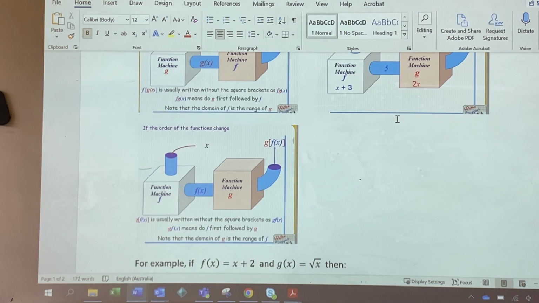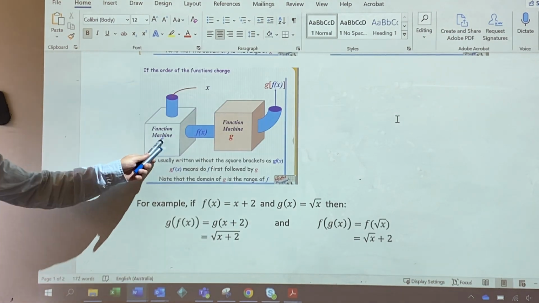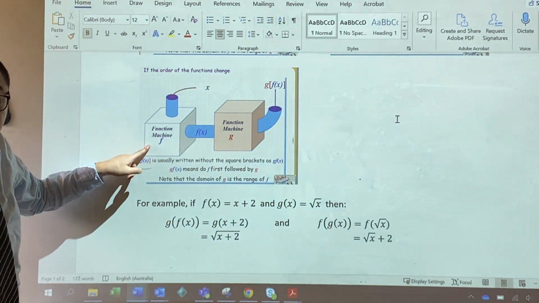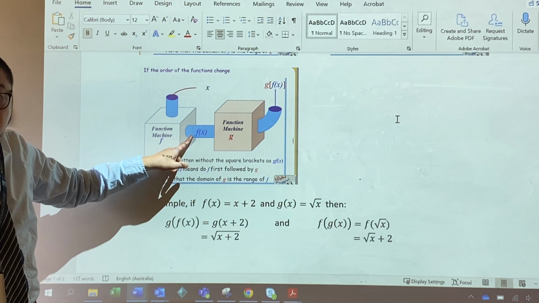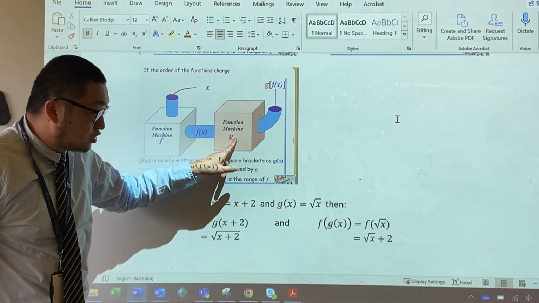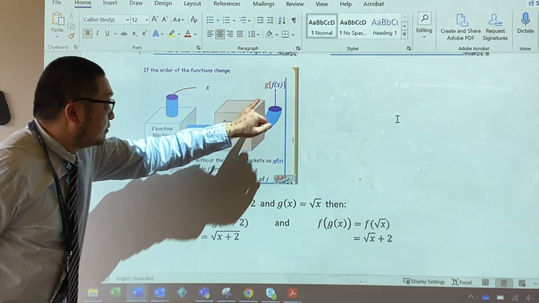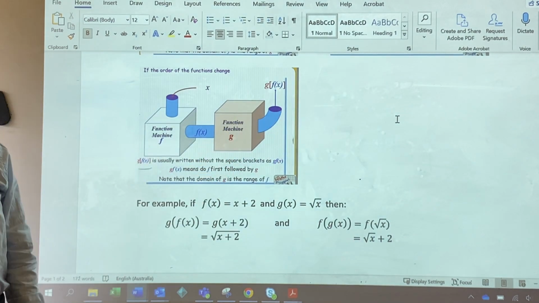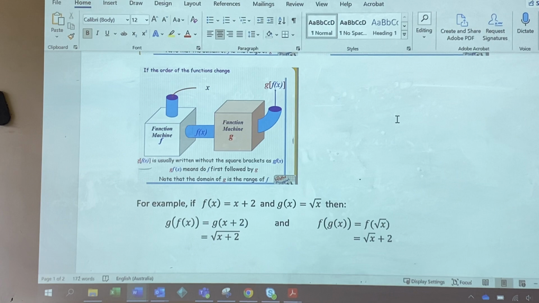Now we're going to see some examples. This is the expression notation for that example. x comes into f, f of x. f of x goes into g of f of x. That's what I said just now. We have to perform f of x first, then do g. Is that okay? Good. All right.